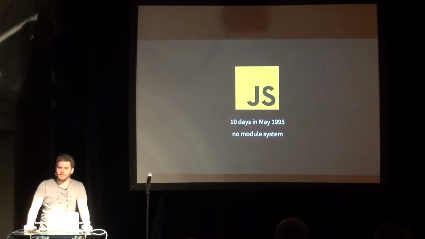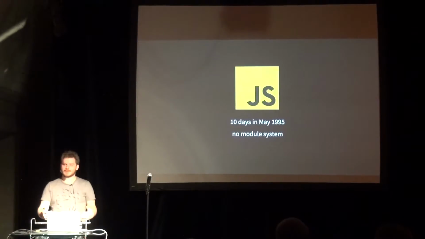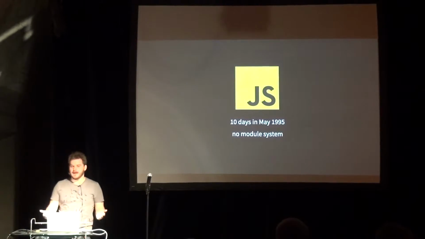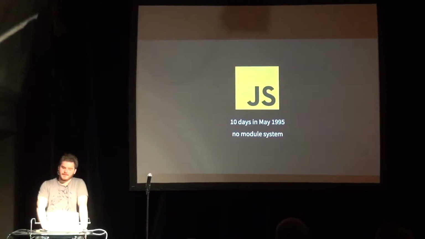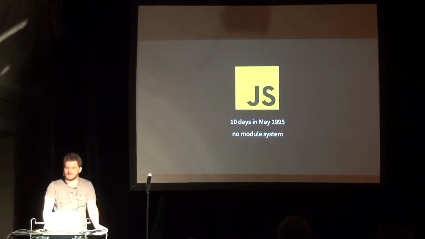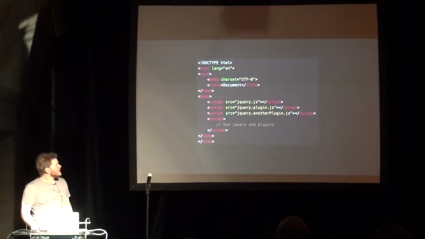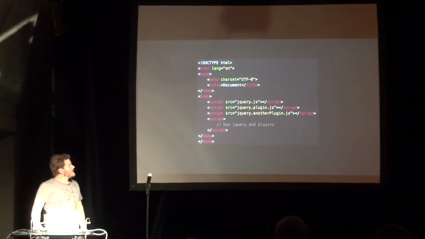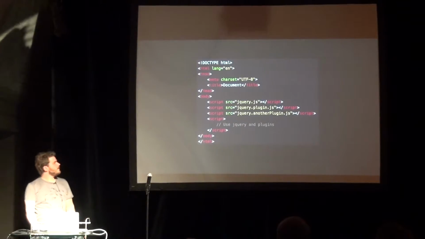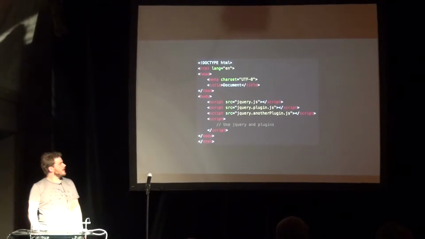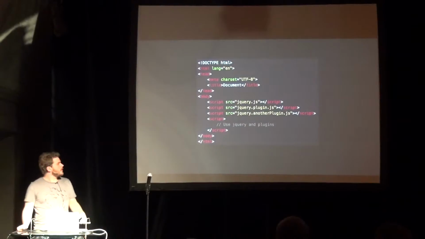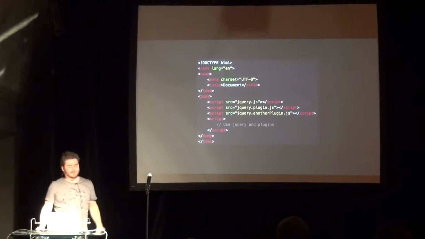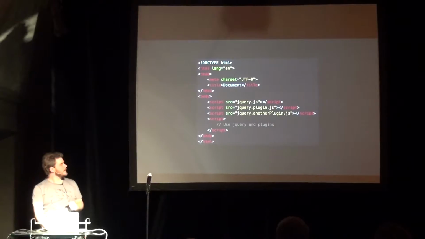At some point, we need to factor some of the code out of our applications and put it into libraries. But then, of course, we need a way to use these libraries. And how did we do this? Because we had no module system. Basically, it looked more or less like this. We had some HTML file, and inside this HTML file, we had a few script tags. We loaded, for example, jQuery, a few plugins, and then we used jQuery and these plugins.